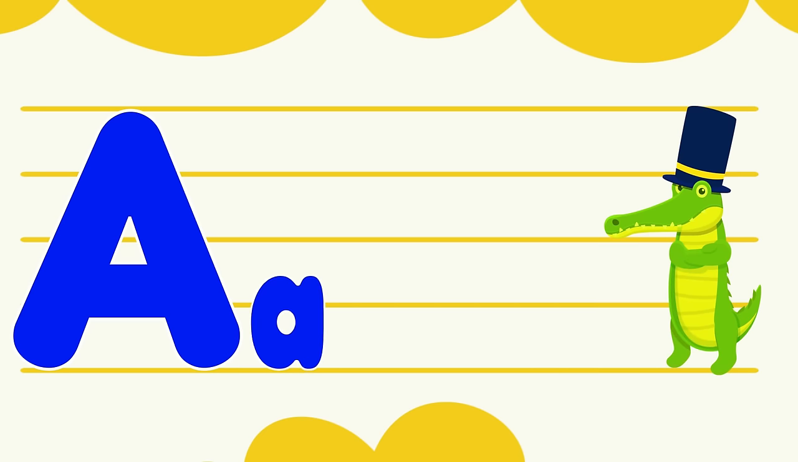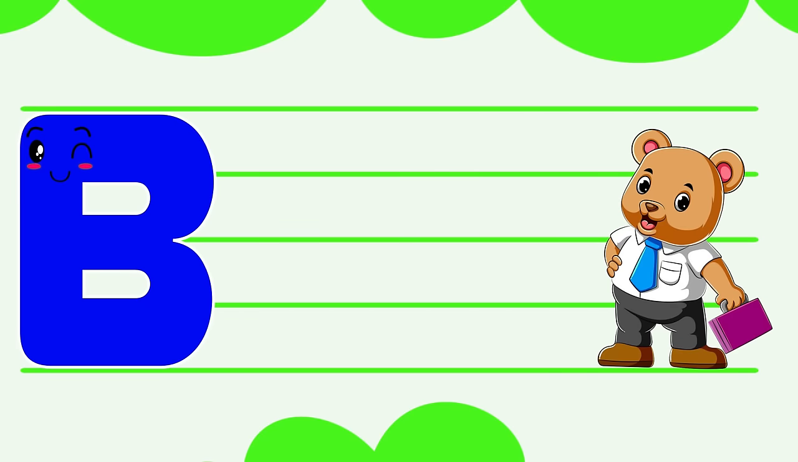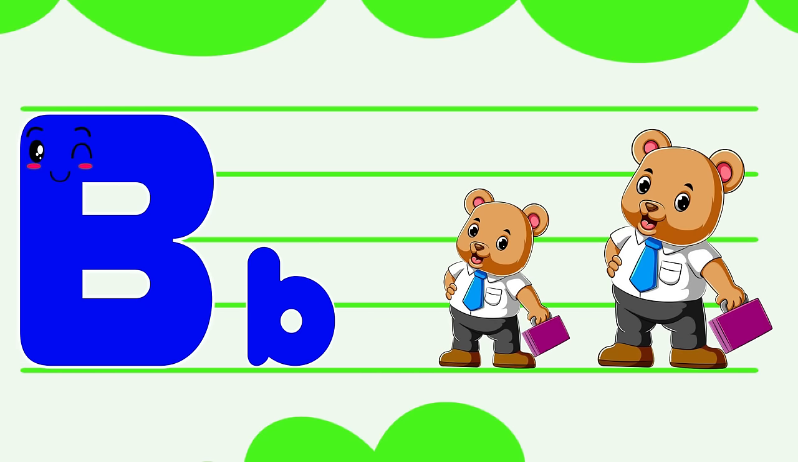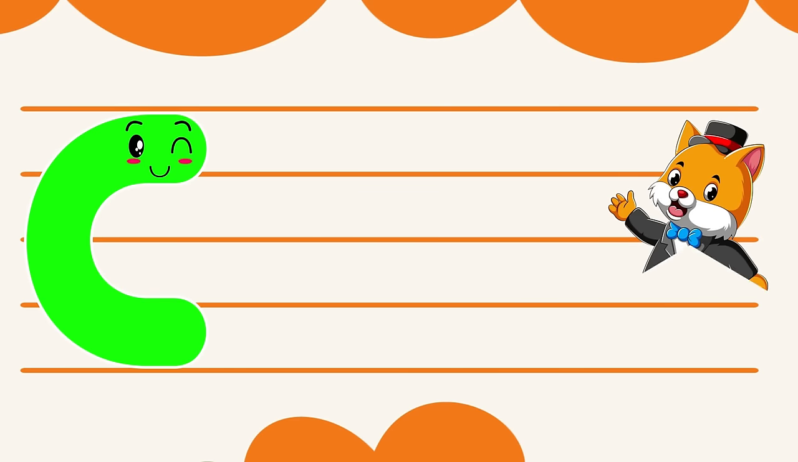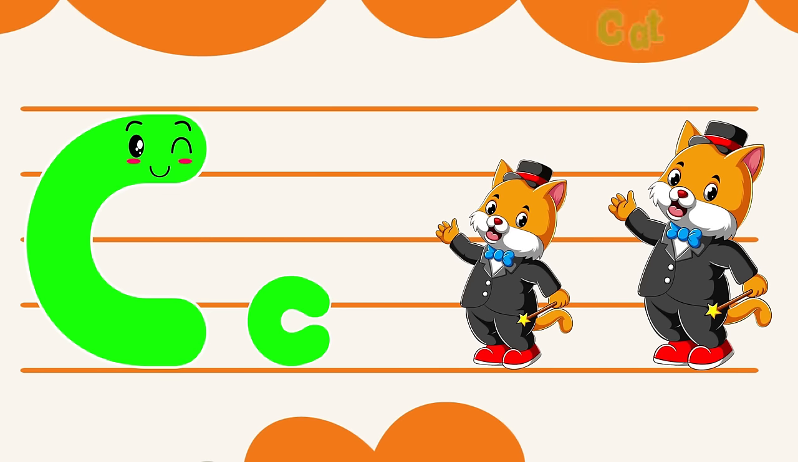A is for alligator. Alligator. B is for bear. Bear. C is for cat. Cat.